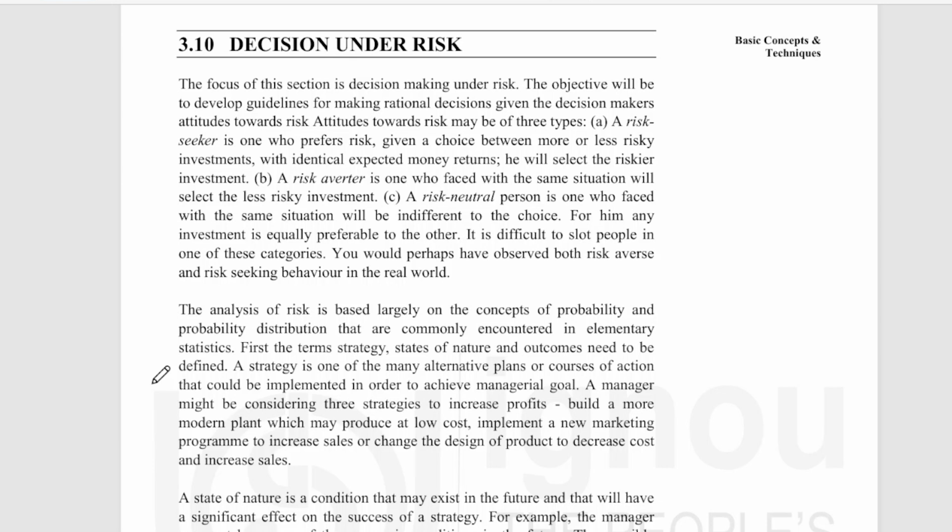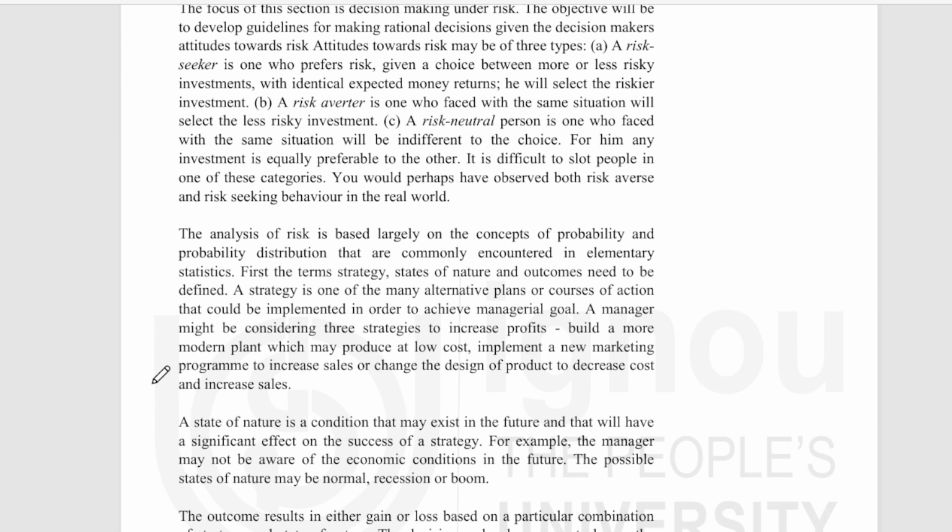So one type is a risk seeker, one who prefers risk given a choice between more or less risky investments with identical expected money return. He will select the riskier investment. And next one is a risk averter, one who faced with the same situation will select the less risky investment. And third is a risk neutral person, one who faced with the same situation will be indifferent to the choice, and for him any investment is equally preferable to the other.